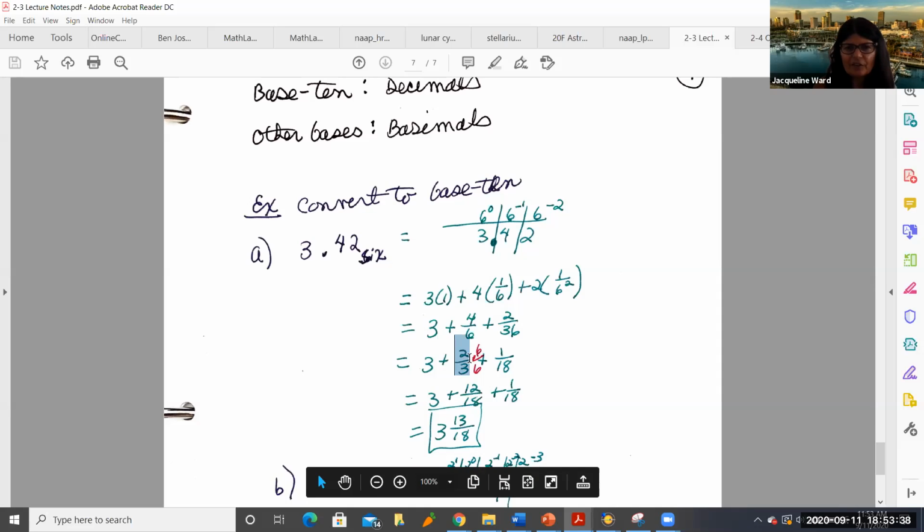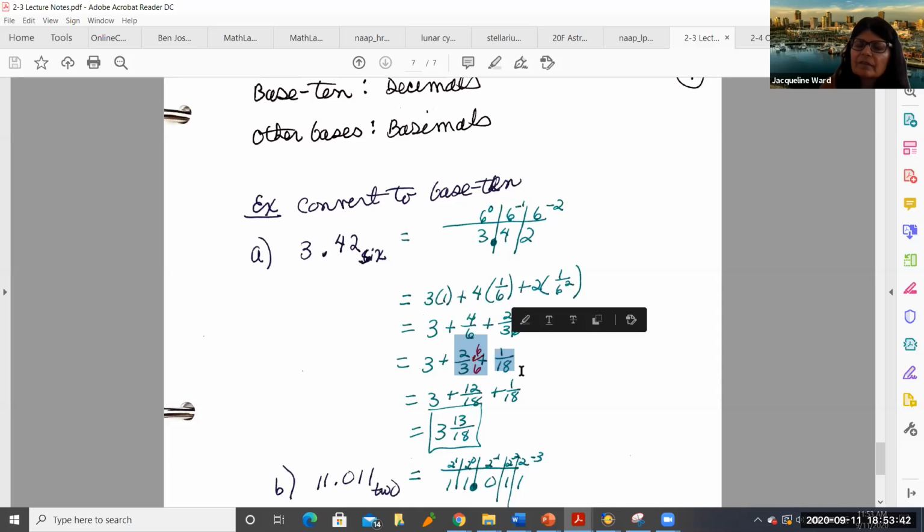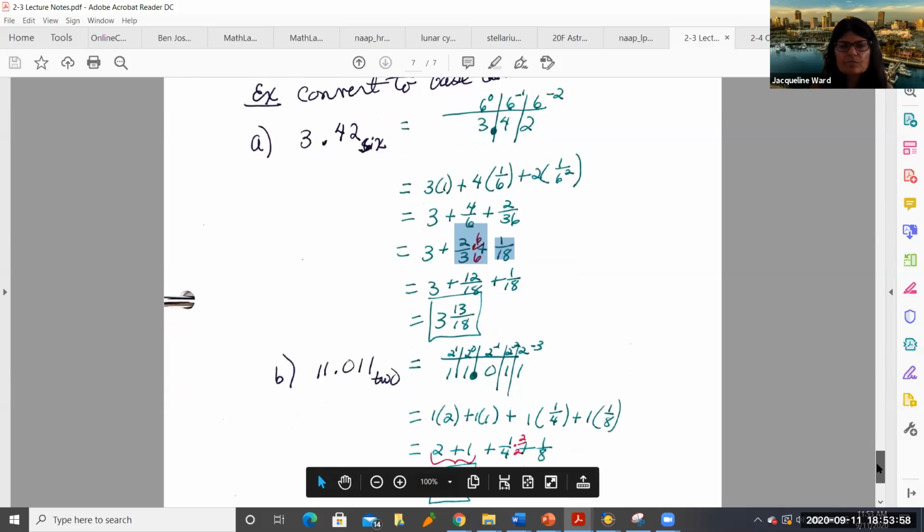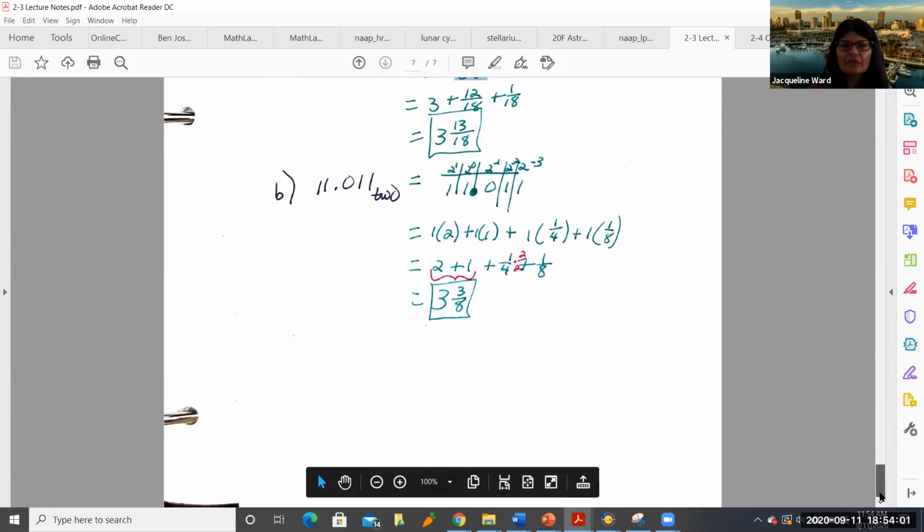Right, so in the end here, where you're adding thirds and eighteenths, you want to convert to the same denominator. So I multiplied the thirds on the bottom there by 6 to get eighteenths. So I could add 12 eighteenths and 1 eighteenth is 13 eighteenths. Right, and there's just another example in base 2. So that's it for 2.3.